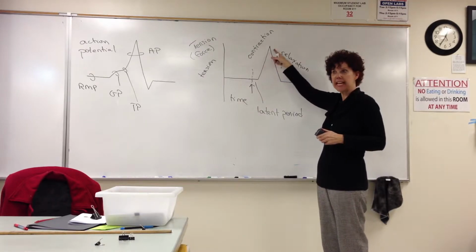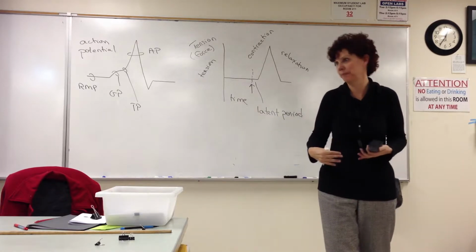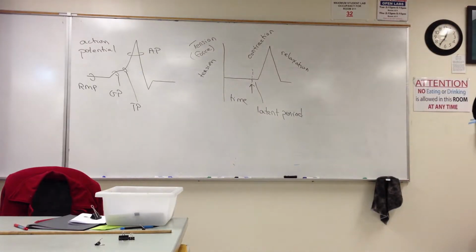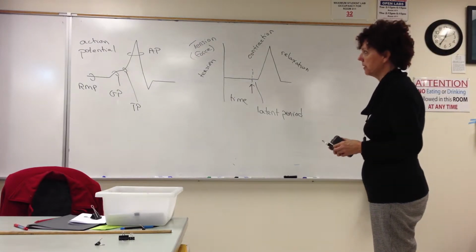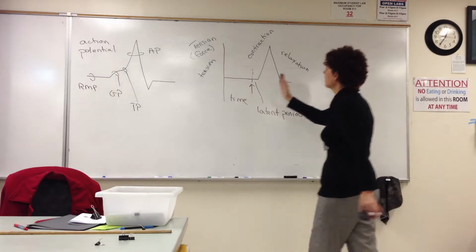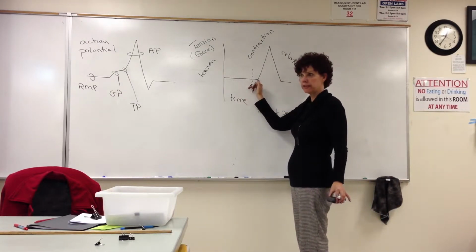And then relaxation begins as soon as the level of calcium ions starts to drop and troponin starts to move back to the actin filaments. Okay, so that's just kind of a review of those steps that we covered, and again, those are listed in the lecture notes. The latent period is what happens between the stimulus and the first creation of tension.